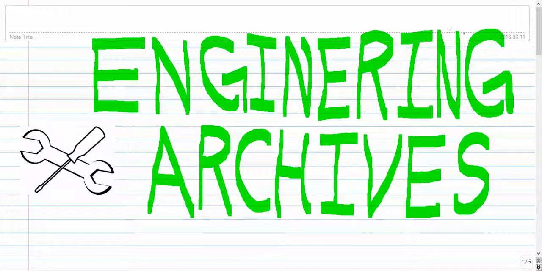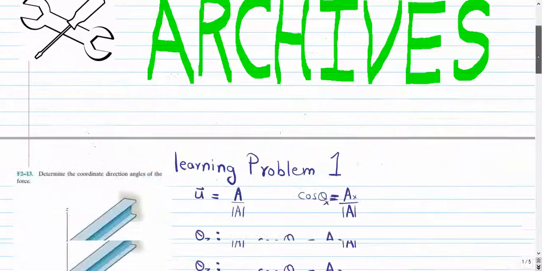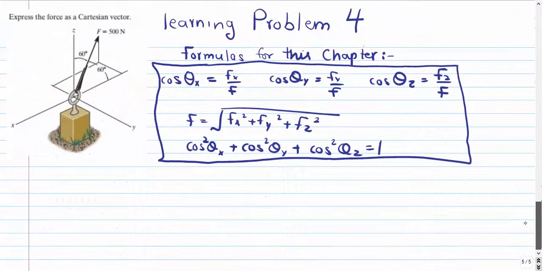Let's now look at our learning problem number 4 for this chapter. But before we get into it, let us first look at all the formulas that we have done for this chapter. So here's a list of all the important formulas that you should know to solve questions for this chapter. We have looked at these top 3 formulas in the previous questions, which is cos of the angle between the vector and any of the positive axes is equal to their component along that axis divided by their original magnitude.